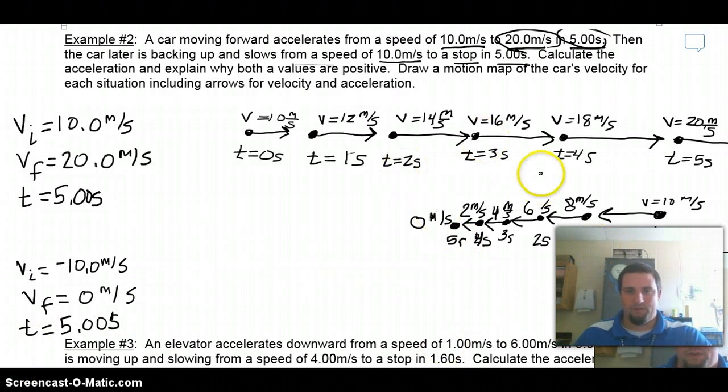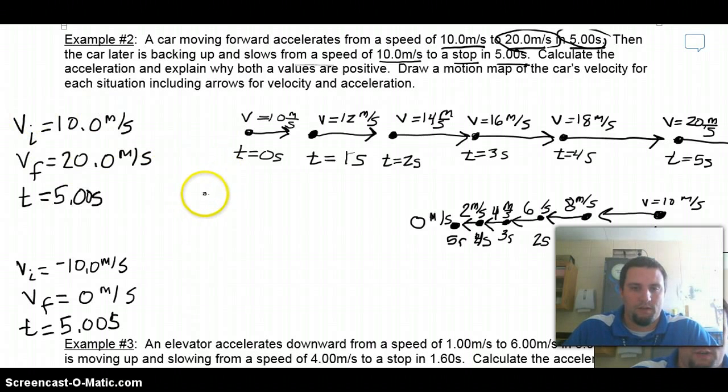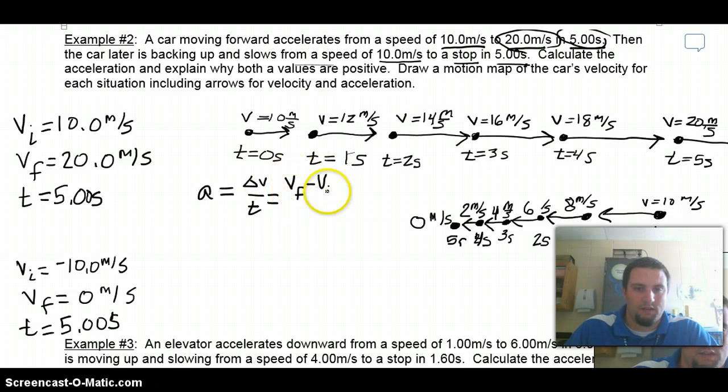Alright, so now that we have the motion maps here, let's figure out the acceleration for each of these situations. So always start with your equation. We already have the givens. Always start with your equation with variables. So we have acceleration is equal to the change in velocity over time. We know that change in velocity is final velocity minus initial velocity. We'll divide that by time. We'll use this equation for both situations.